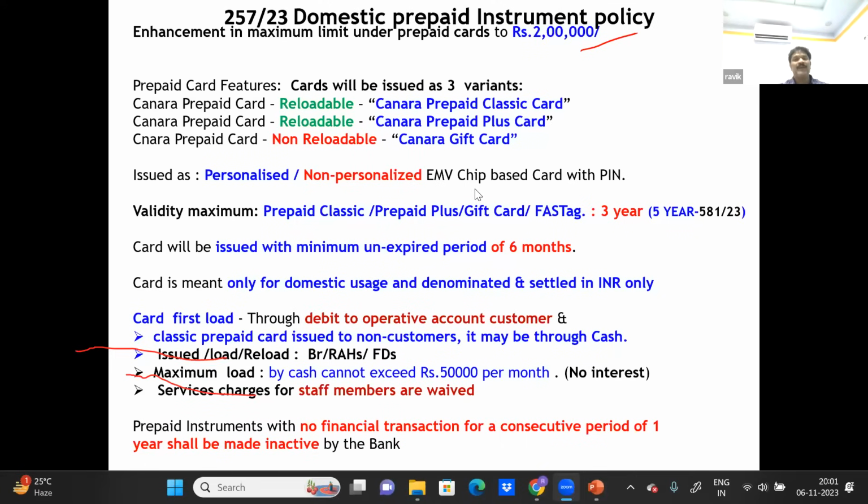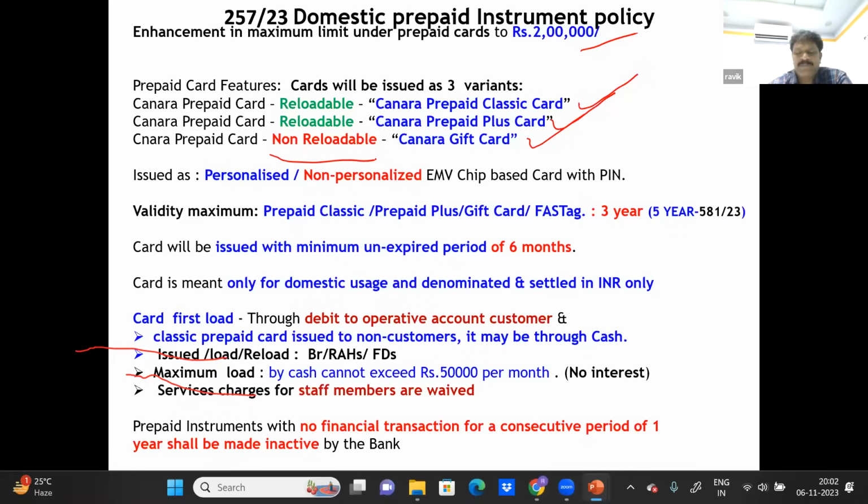Now, prepaid cards have three types of features. One is the Canara prepaid reloadable card, which will be a classic card and a plus card. The third is the gift card. Gift card is not reloadable. You have given a birthday gift to somebody; can you take it back and load again? You cannot load again once given 500 or 1000, so it is not reloadable. The remaining two cards are reloadable.